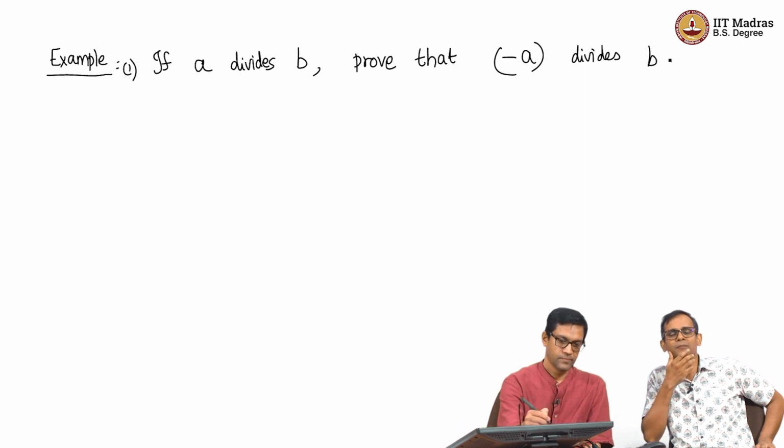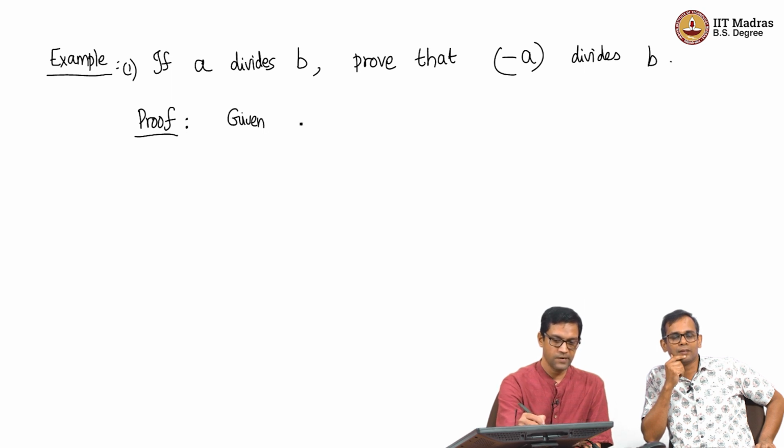Okay, so what does that mean? That means that there exists. Right. So let's see what's given first, and let's see what we have to prove. So here's how we'll construct the proof. So what's given is that a divides b. Okay, so let's do that. Here's what's given: a divides b.